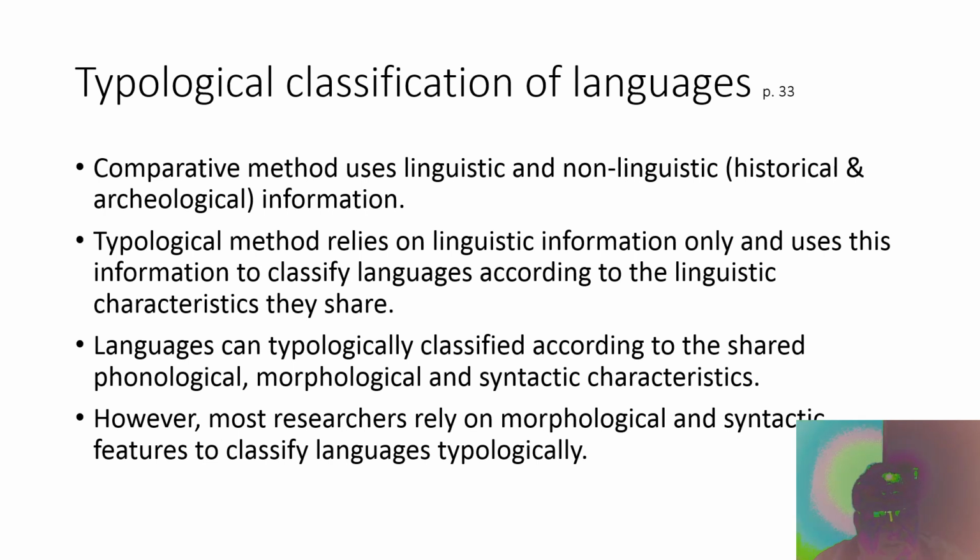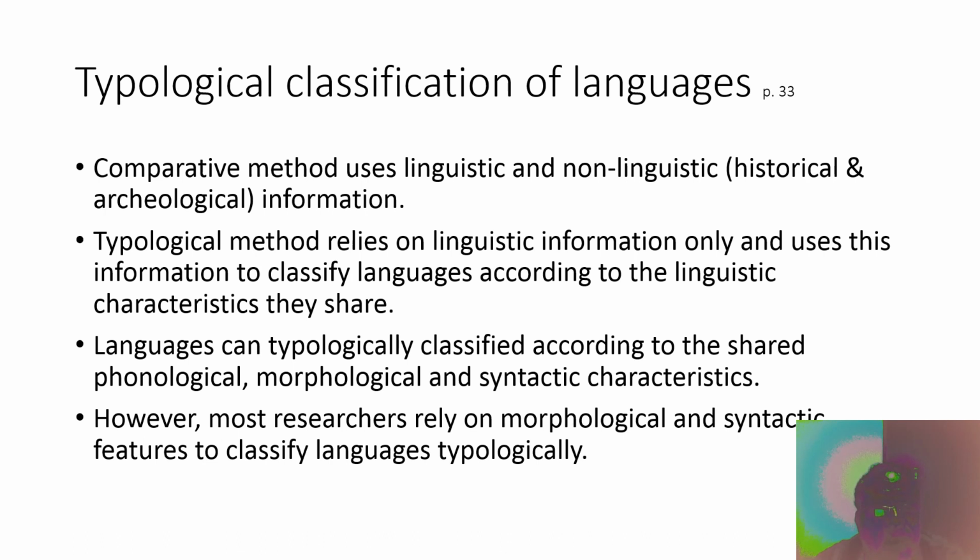In the previous lectures, we talked about the comparative method, and we said that the comparative method requires three kinds of evidence. The first one is linguistic evidence, the second one is historical evidence, and the third one is archaeological information. Today, we are going to talk about a new method which is used by linguists to group languages together in order to prove that these languages belong to one family or descend from one parent.